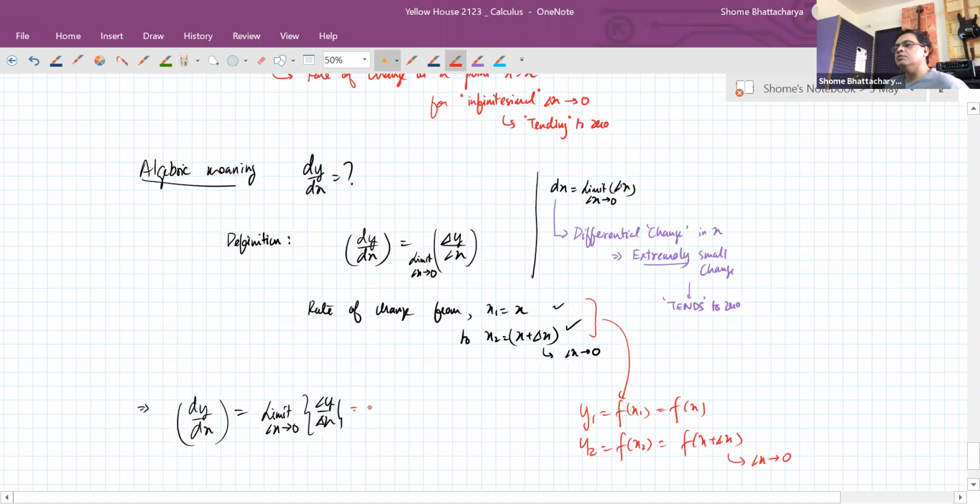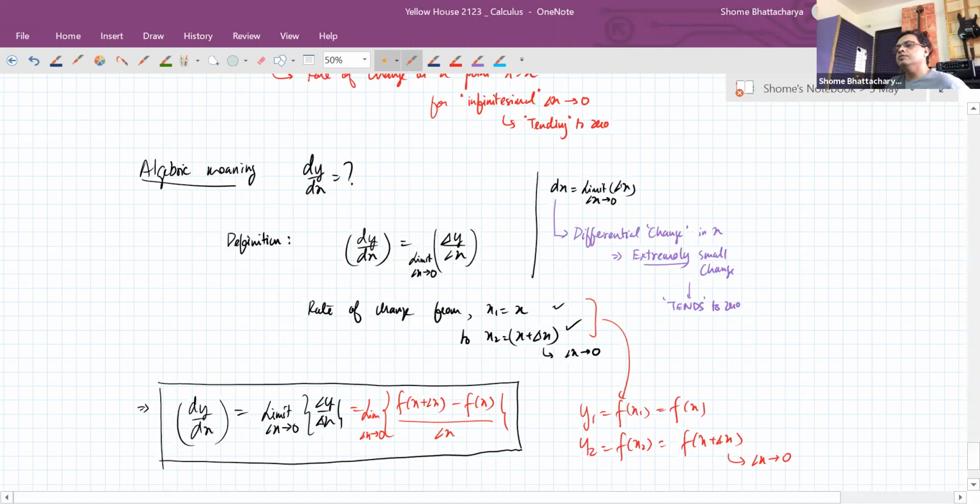So this will become f of x plus delta x, that is y2, minus y1, which is f of x, divided by x2 minus x1, which is delta x. But this whole thing has to be calculated under the limit that delta x is tending to 0. So this becomes the algebraic definition of dy by dx, and I'll show you how we calculate it also.